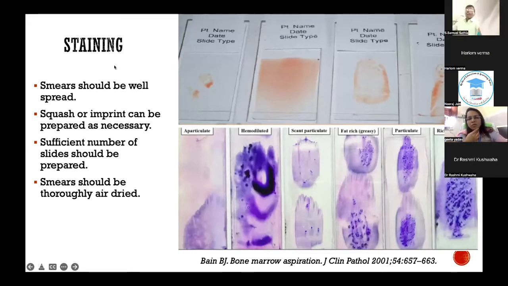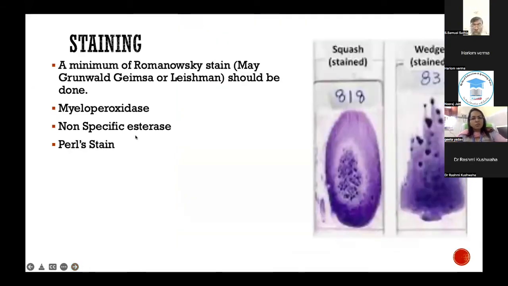Whenever bone marrow slides are to be seen, they should always be provided with the peripheral blood smear. One peripheral blood smear, two bone marrow aspirate smears, and one imprint smear. These are the minimum. Staining is done with Romanovsky stain, basically MGG or Leishman, whatever is available at your place. In some cases we do require special stains. If our aspirate is showing acute leukemia and we suspect myeloid leukemia, then MPO should be done. NSE if we suspect M5, and Perls stain if we suspect iron deficiency anemia or myelodysplastic syndrome.